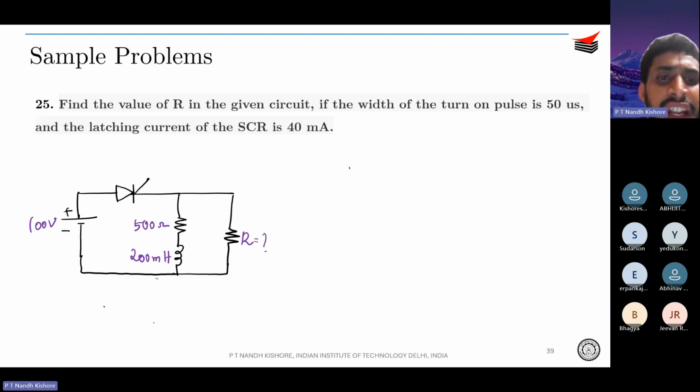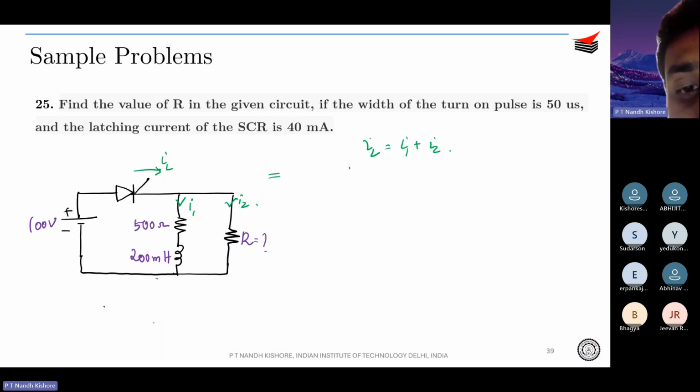Find the value of R in the given circuit if the width of the turn-on pulse is 50 microseconds and the latching current is 40 milliamperes. So everything is given; find out the value of R. This is similar to what we did earlier. The current IL gets split into I1 and I2, so you write IL is I1 plus I2, and IL is given as 40 milliamps.